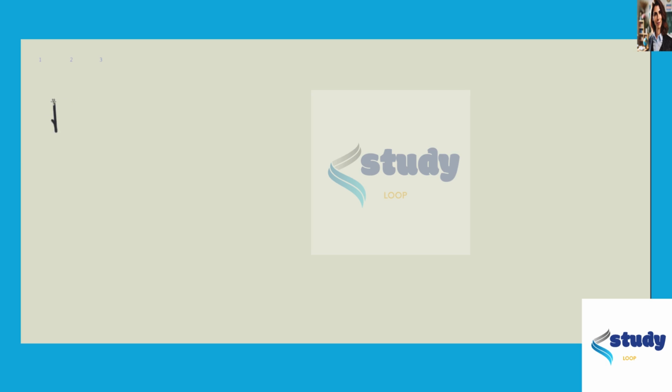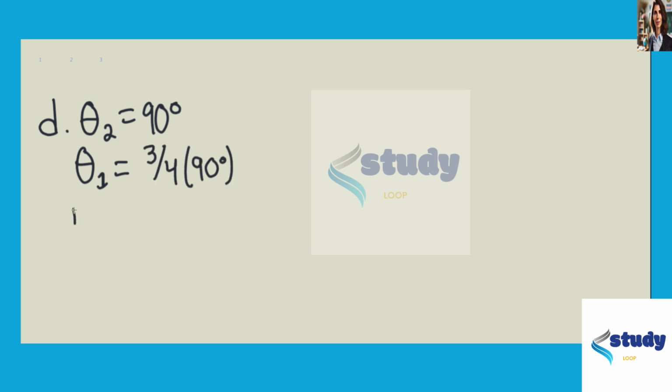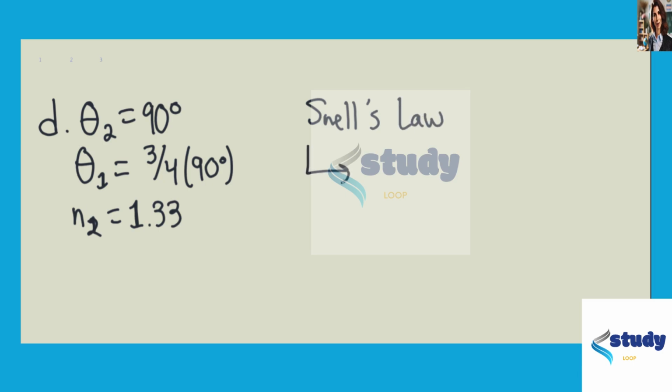For part D, we can say that similarly with theta sub 2 equals 90 degrees and theta sub 1 equaling 3/4 of 90 degrees and n sub 2 equaling again 1.33, we're going to use Snell's law to find that n sub 1 will be equal to 1.4, which is again still greater than n sub 2. This would be our answer for part D.